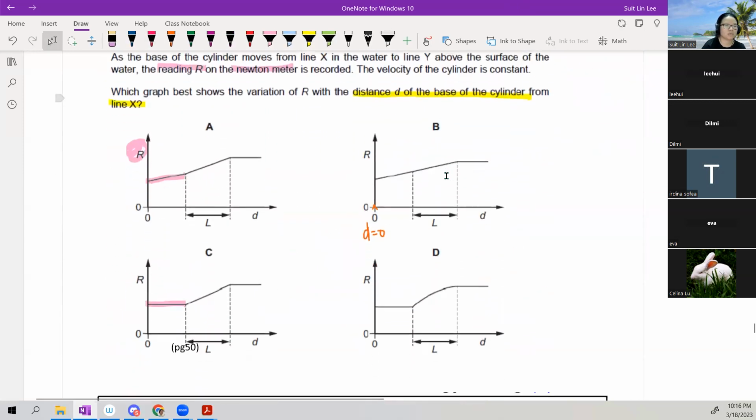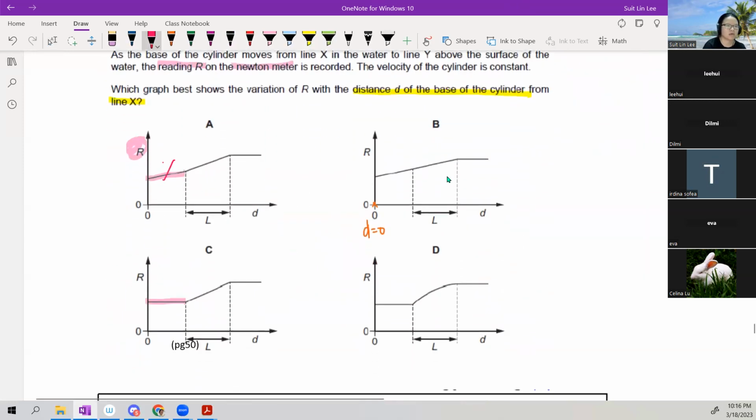So this T should be constant. This is out. This is out. This one is okay. This one is okay. So here is also okay. Here is also okay, because from this point onwards, the cylinder no longer touches water. Here also, okay, no longer touches water from this point onwards.